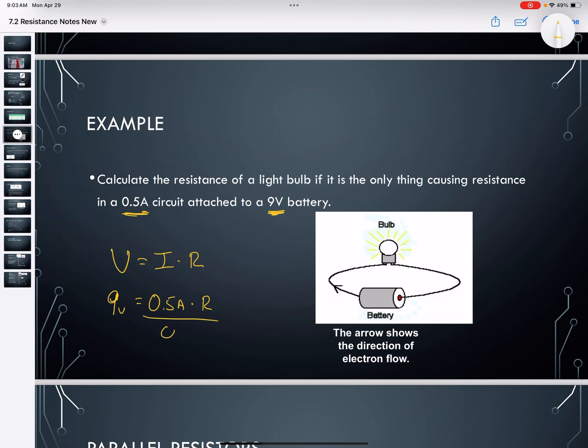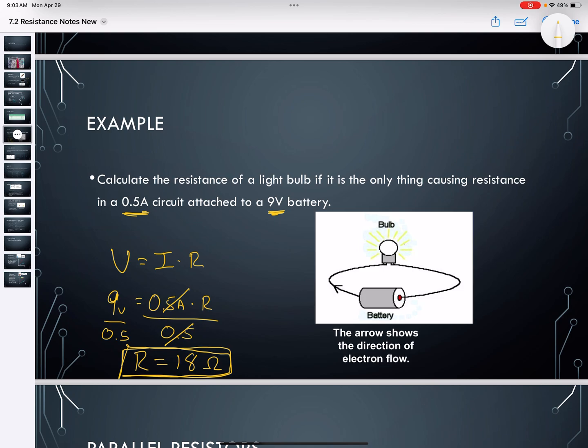I'm going to divide both sides by 0.5, because that'll allow me to clear this out over here. And so I'll find that I have a total resistance of 18 ohms. And so that is how we can use Ohm's law to solve for the resistance in a circuit.